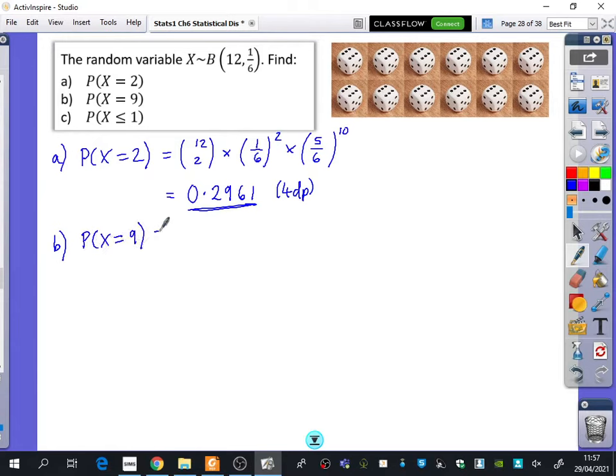Andrew, do you think you could tell me what the whole thing should be? 12, 9, yeah. I know it's not Andrew, everyone's kind of contributing. Sufyan, what's next? 5 sixths to the power of 3. What was this power? A 9. Okay, so can we get that typed in?